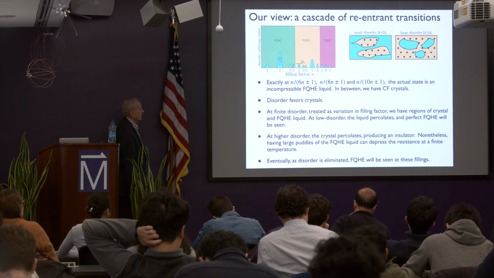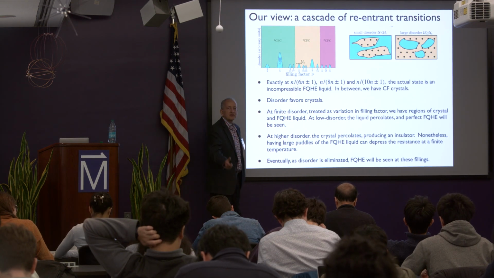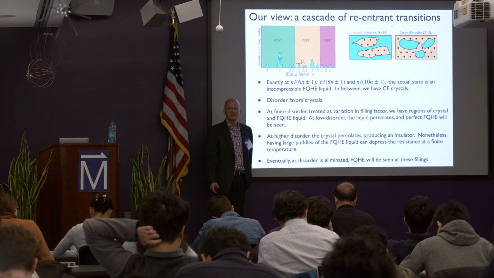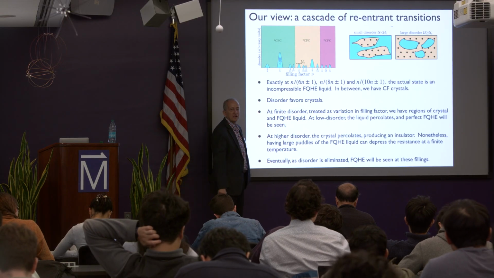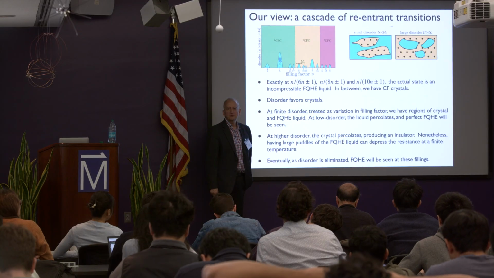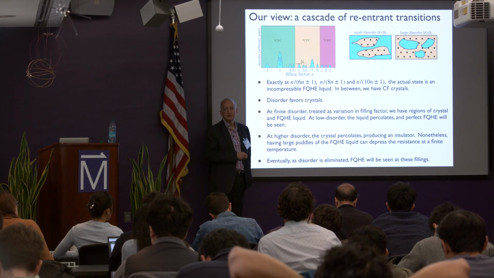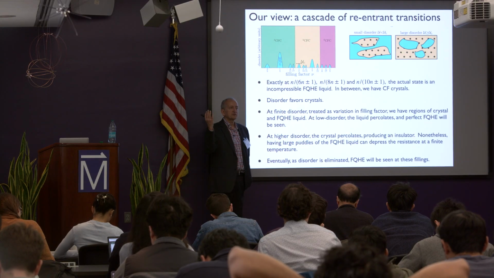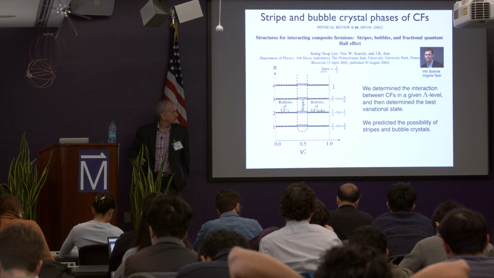So the prediction here would be that eventually, if the samples could be made cleaner and cleaner, there should be fractional Hall effect at all of these. But at this moment, you see the behavior that experiments show, just because it's the crystal that's percolating, but it has puddles of fractional Hall effect.